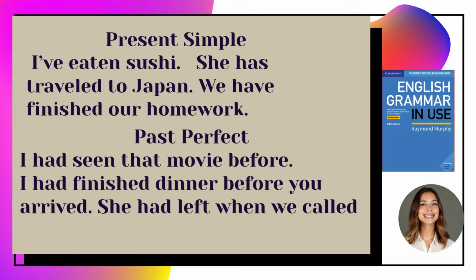Let's compare with an easy example. The house was dirty. They didn't clean it for weeks. It's past simple. Versus: The house was dirty. They hadn't cleaned it for weeks. It's past perfect. In the second sentence, hadn't cleaned shows the cause: the house was dirty because they had not cleaned it for weeks before. Past perfect gives us the background for why something happened.